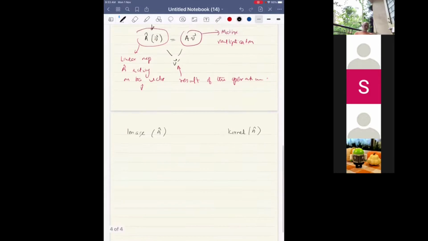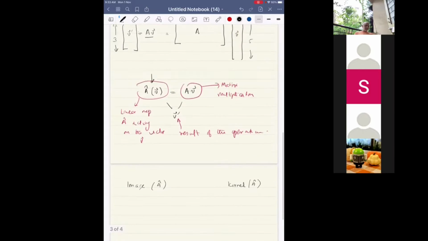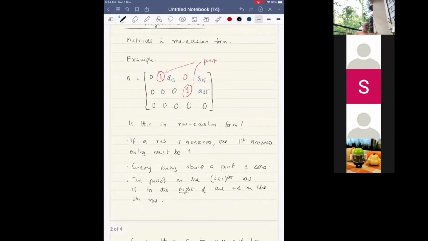Okay, so let us ask, what is the image of the linear map A hat? Of course, since the linear map is given in terms of the matrix, one has to go back to the matrix and then think in terms of what the matrix does. Very good. So now let us go back to the matrix, which I will now try to copy and paste.